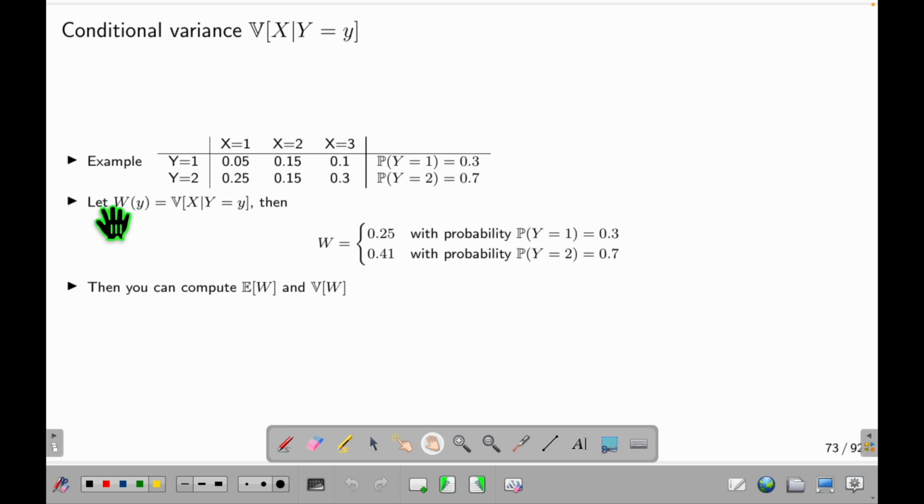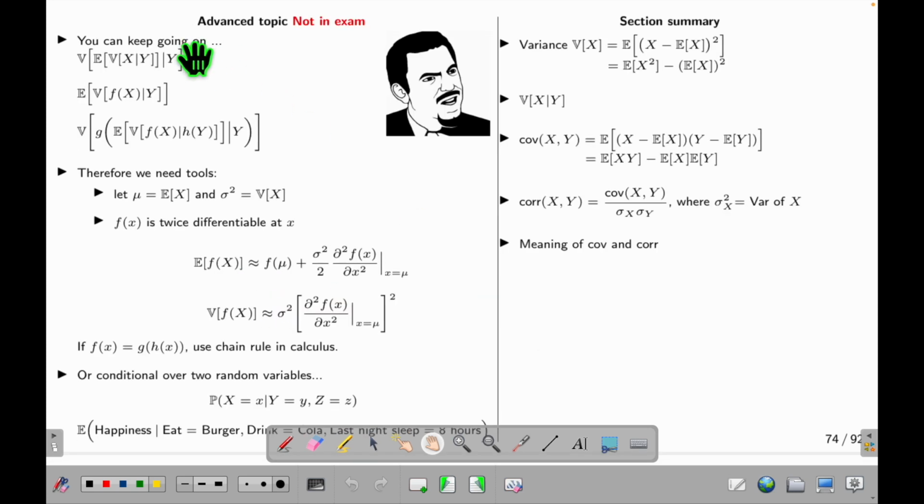Now we let W be this expression. So this W is now a random variable and you can compute the expected value and variance again. And you can actually keep going on by calculating the variance of the expected value of a conditional and so on. We are not going to do that, and it will be a mess.